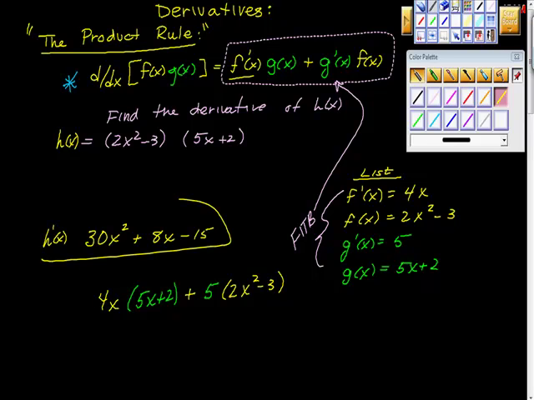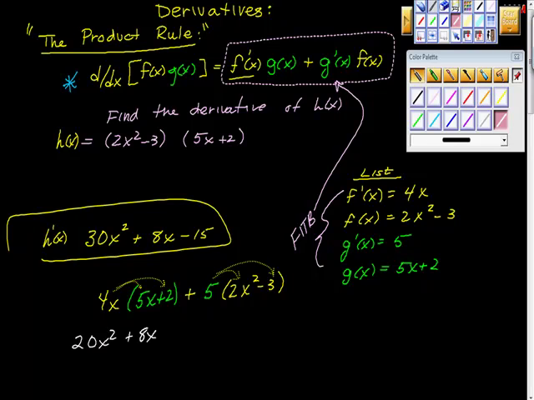Let's see if we get the same result. I hope we do, right? So all I'm going to do is the algebra. I'm going to distribute this into here, this into here, this into here, and here. That gives us 20x squared plus 8x. Now I'm going to distribute this positive 5, so plus 10x squared. 5 times negative 3 is negative 15. So this is our h prime of x.